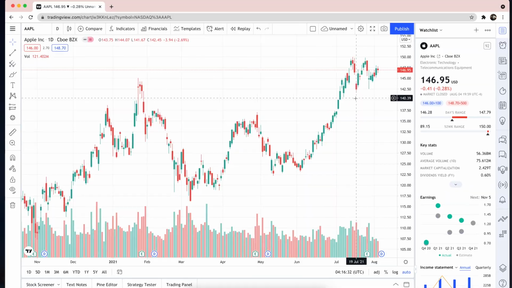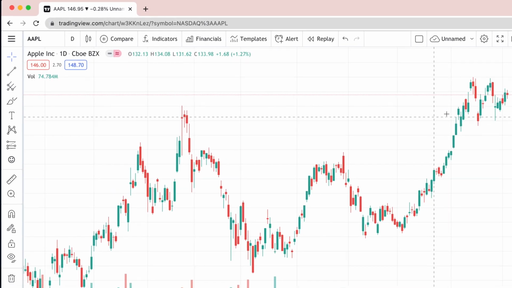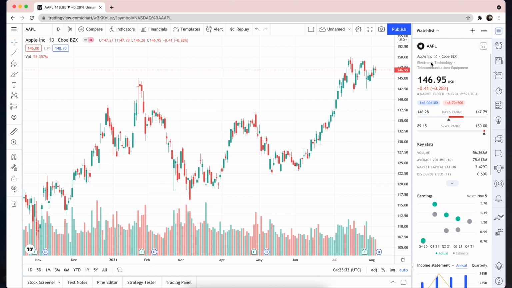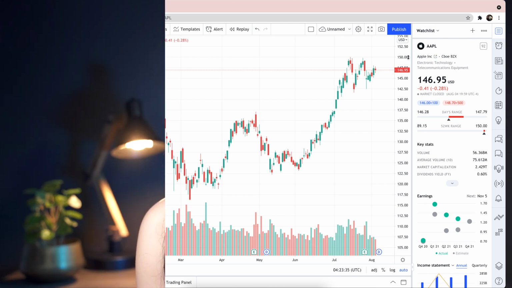This web page called tradingview.com is one of my favorites. It gives a comprehensive view of a stock and the market with almost all the information you need in one view. Here, for example, I'm viewing the stock of the company Apple. Let's begin with this panel on the right.